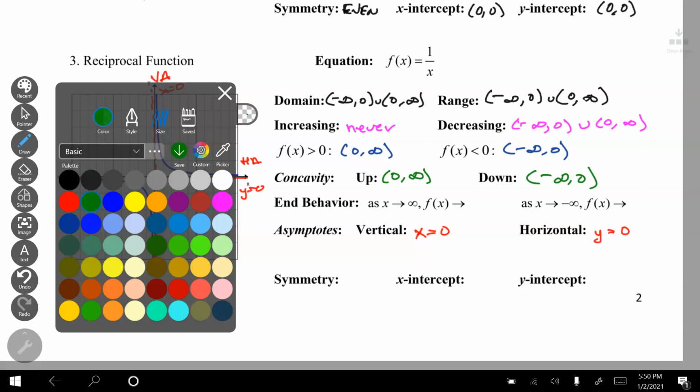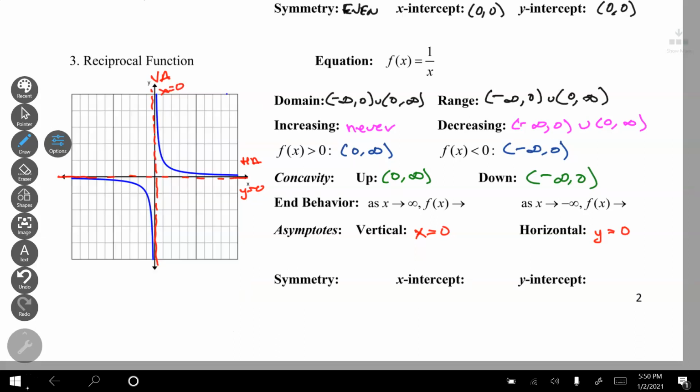My end behavior is a little bit different. As I go farther to the right, this graph is leveling off. It's getting closer and closer and closer to y equals 0. And I do the same thing on the left side. Again, this isn't going up forever or down forever. It is leveling off at y, or f of x, equal to 0.